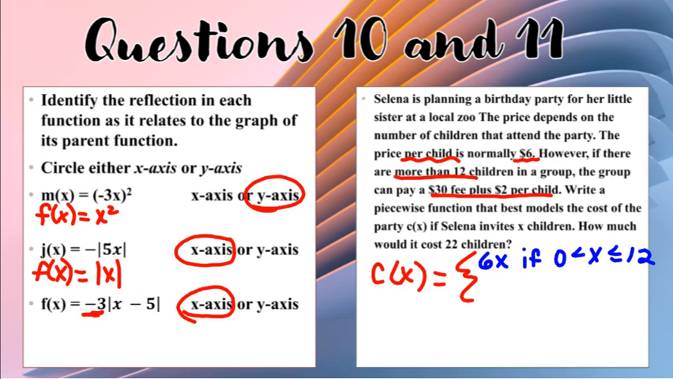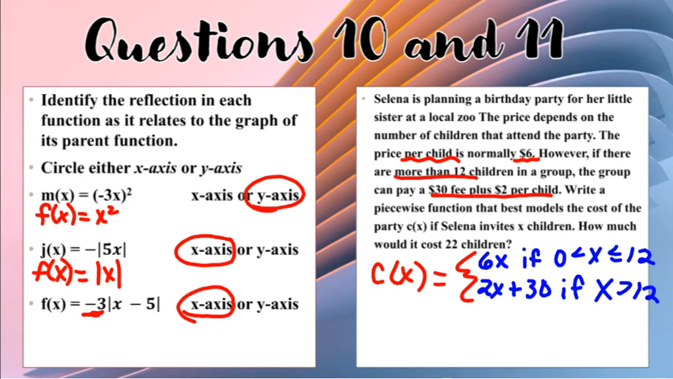Now, if you did put the greater than or equal symbol in there, I would understand it. I would not mark that one wrong. The next part says a group will pay a $30 fee plus $2 per child. So $2 per child, so 2x plus 30. And this is if the group is more than 12. So if x is greater than 12, they would pay $2 per child plus a $30 fee.